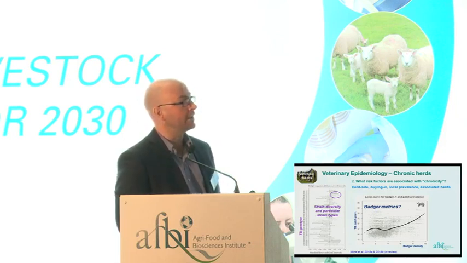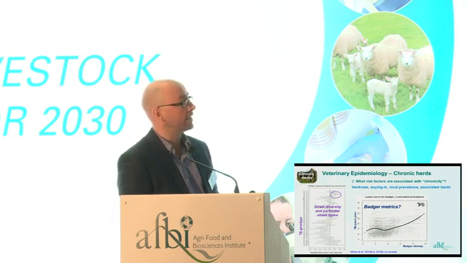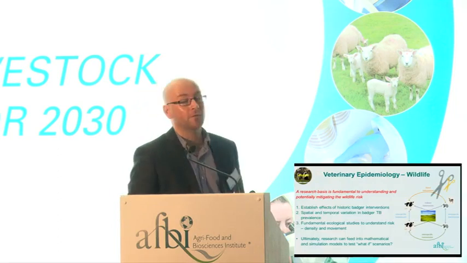Interestingly, we did find some associations with underlying badger metrics of density. So generally speaking, you had an increased risk of TB where you had increased badger densities. However, it wasn't a particularly strong predictor of chronicity. So chronic herds may be less to do with the wildlife reservoir and maybe to do with the system more generally. So then moving on to the wildlife.